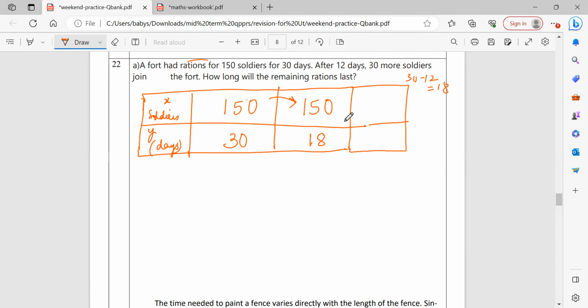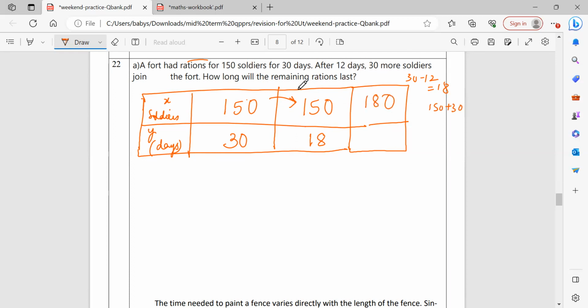Because as per calculation, the food is available for 30 days, and 12 days is already over. So 30 minus 12 is 18. But that is not the scenario, because after this, what happens? 30 more soldiers join. So 150 plus 30. Now the strength is 180. Now we have 180 soldiers.